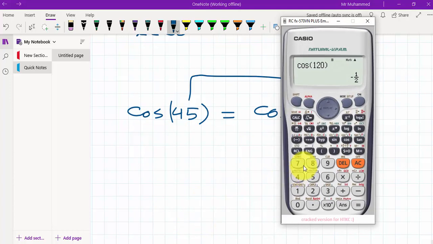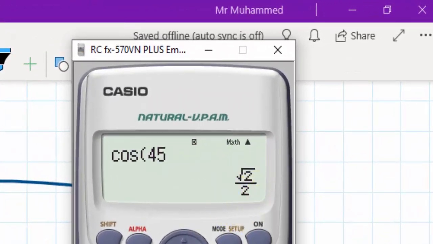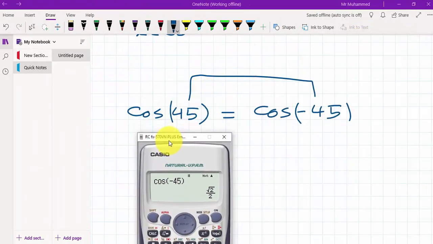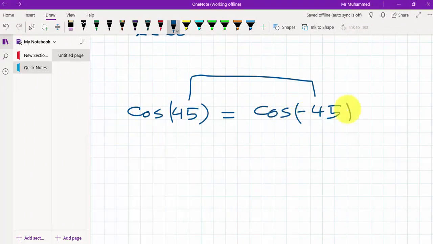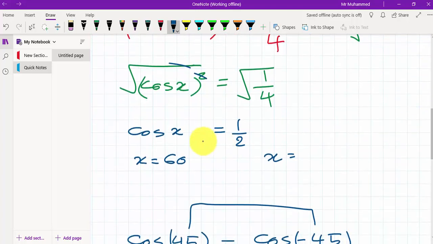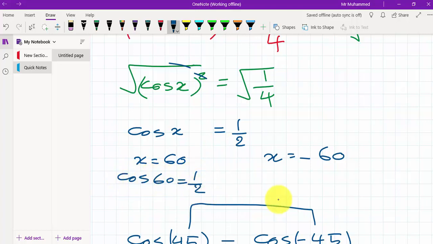Now let's check this. Cosine of 45 is equal to the square root of 2 over 2. What about cosine of negative 45? It is the same. Although there is a negative here, it doesn't affect the answer for cosine. But for sine, it affects the answer. So based on this property, can we straight away get the other value of x? Yes, negative 60. 60 and negative 60 both have cosine 1 over 2. Cosine of 60 is 1 over 2 or 0.5. Cosine of negative 60 is also 1 over 2.